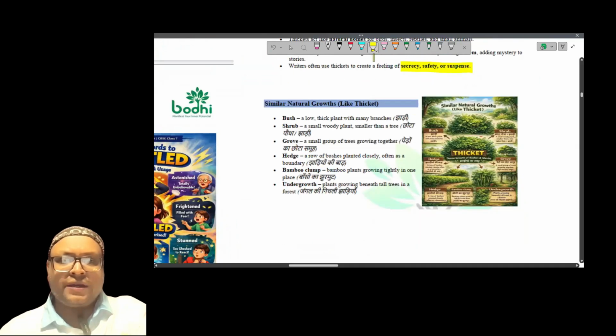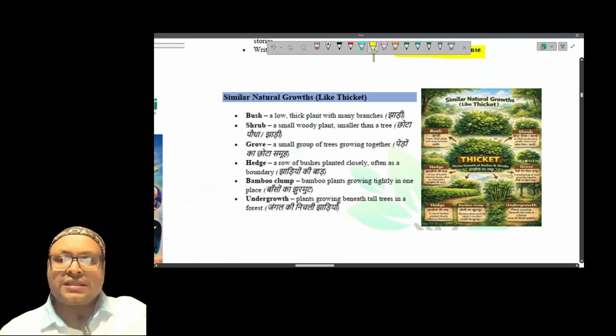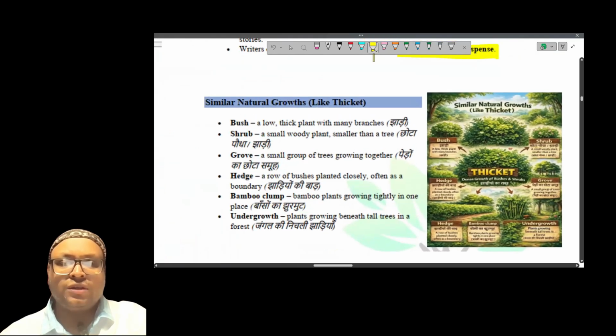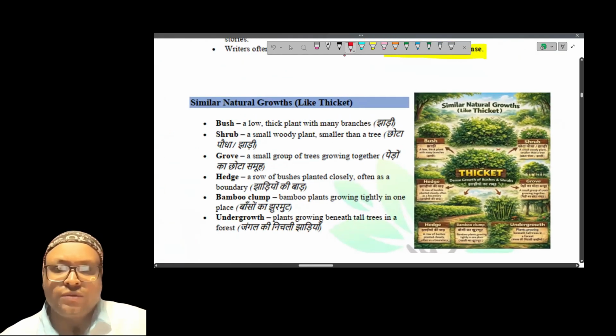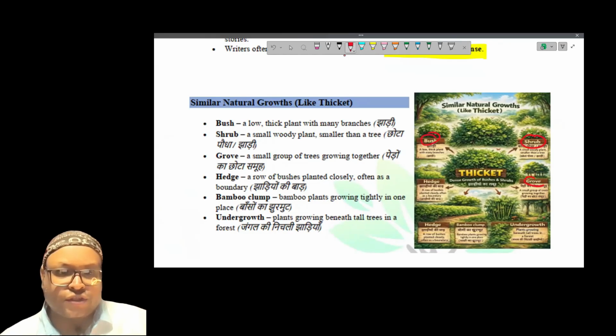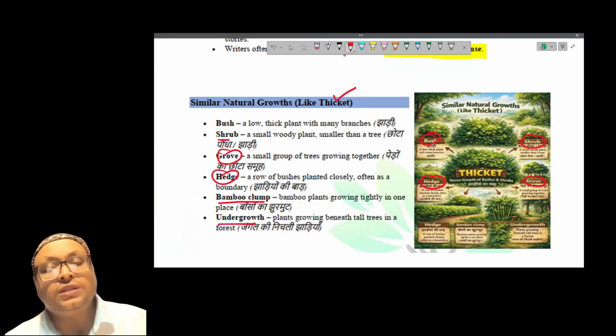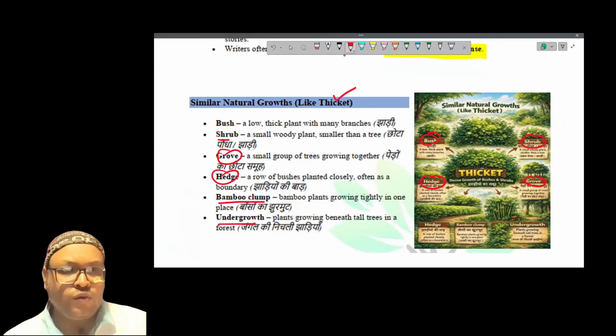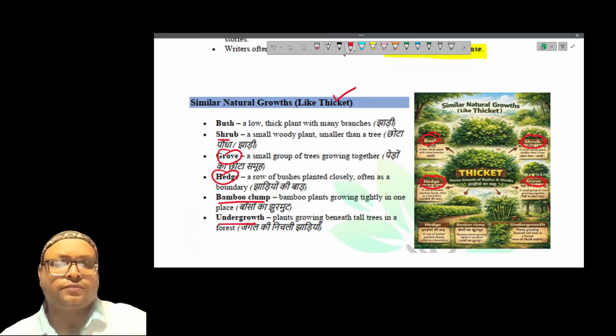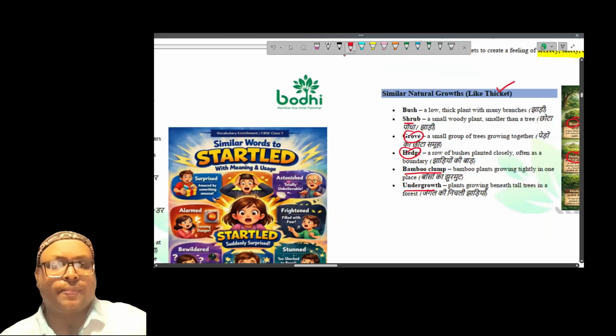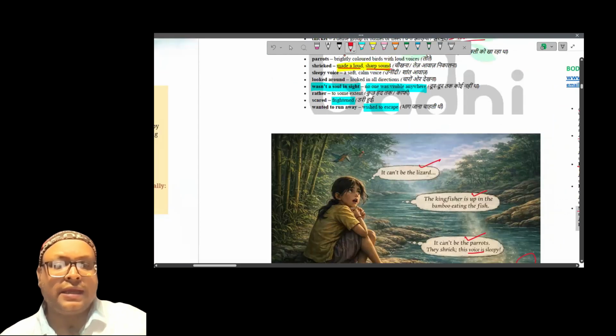Now there are different types of thicket-like things. Not only thickets are the types that we know. There are bushes, there are shrubs, and what is called a grove, hedge, bamboo clump, undergrowth, shrub. These are the similar words that connect with thicket. So you can get this from our store and take a look.